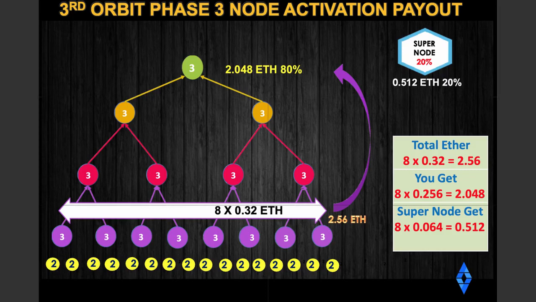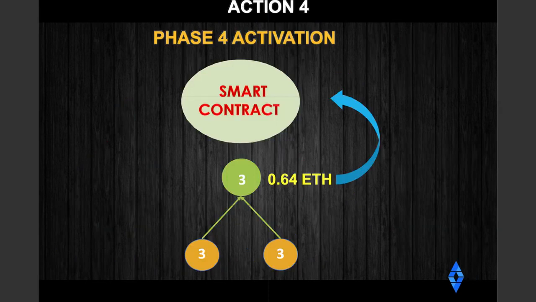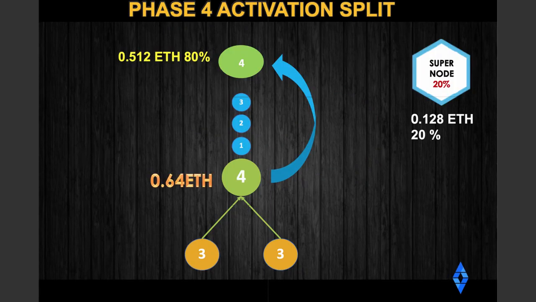2.048 Ethereum from that. And the supernode gets 0.512 Ethereum. After that, you will move on with Phase 4 activation. You will have to send back 0.64 Ethereum from the received income to the smart contract for activating Phase 4. Upon Phase 4 activation, your fourth upline will get 0.512 Ethereum from your 0.64 Ethereum, and the supernode gets 0.128 Ethereum.